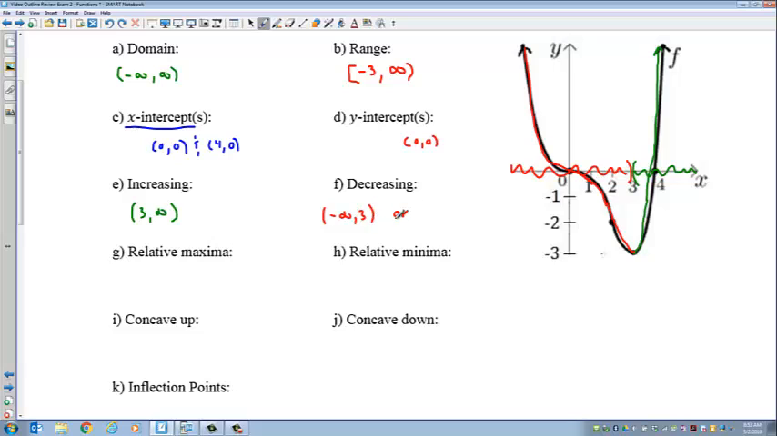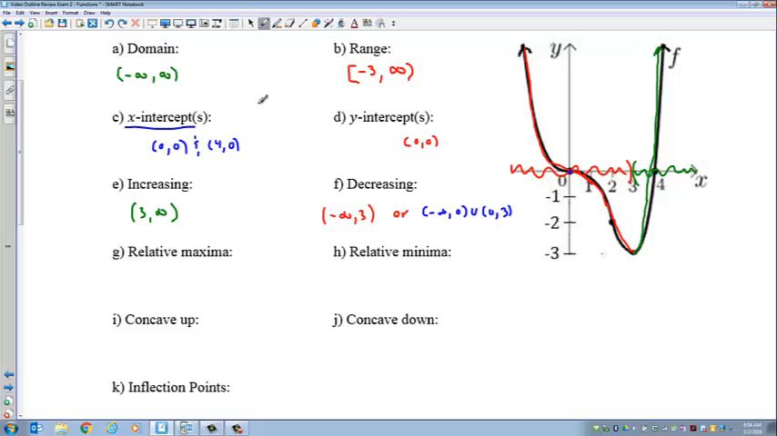Now, some people may argue that at this single point right here, it's leveling off. So we don't want to count that as decreasing. So you might write something like negative infinity to 0. So that's from here to there. And then union 0 to 3, which would also be fine. So either one of these is a fine answer for this class.